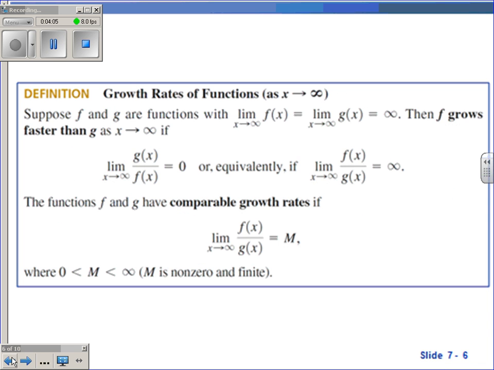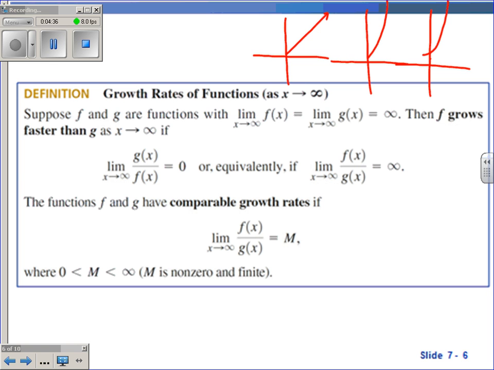Now what this theorem says: suppose f and g are functions, and both of them have limits going to infinity. If you graph the line y equals 10x, as x gets larger and larger, the y value is going toward infinity. But how fast is it going toward infinity? If you look at the graph of y equals x to the third power, it's going to infinity much faster. Or 2 to the x.